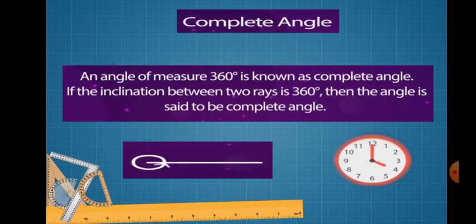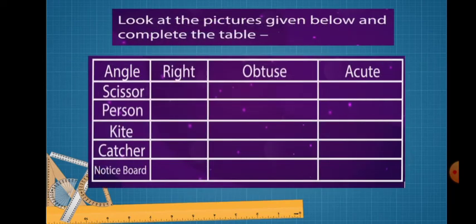Complete angle. An angle of measure 360 degrees is known as a complete angle. If the inclination between the two rays is 360 degrees, then the angle is said to be a complete angle. You can observe this angle inside the wall clock. Here, the inclination between the two rays is 360 degrees. Then the angle is said to be a complete angle.